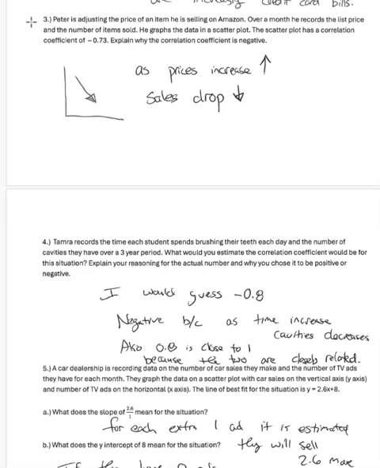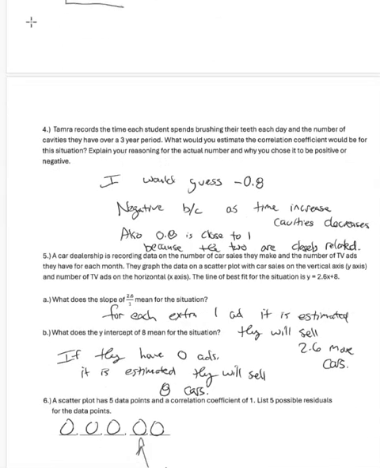The next one, Peter is adjusting the price of an item he's selling on Amazon. Over a month, he records the list price and the number of items sold. He graphs the data as a scatter plot. The scatter plot has a correlation coefficient of negative 0.73. Explain why the correlation coefficient is negative. And the reason why is we said if two things increase at the same time, it's a positive correlation, or if they both decrease. But if one increases and the other decreases, that's going to be a negative correlation. And here, as the price increases, the sales are going to be dropping. So that is going to be a negative correlation.